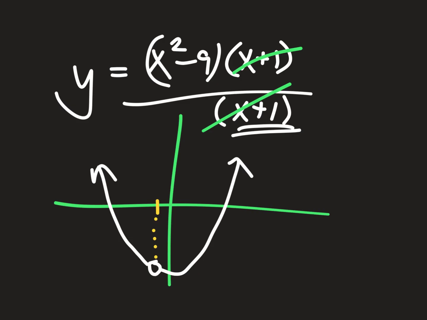Boom. Parabola with a hole at -1. So did you notice that I put the hole in last? That's my advice. Graph like you used to graph. If you're ever stuck, make an XY chart.